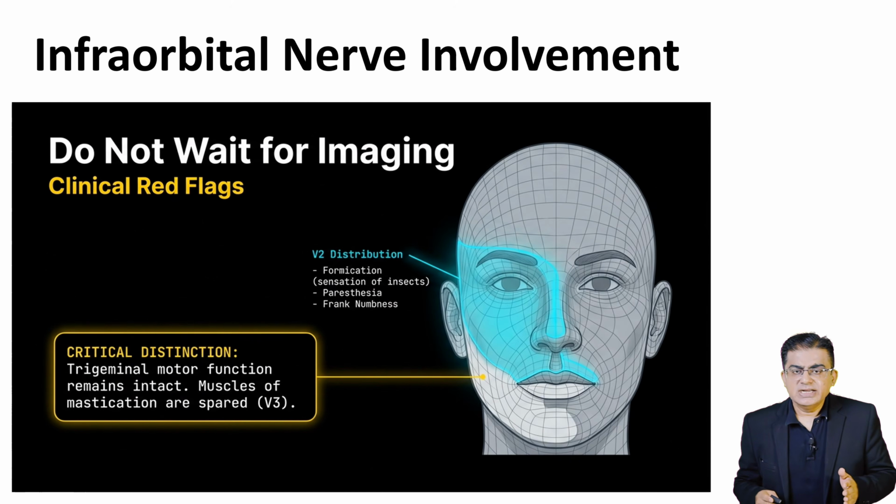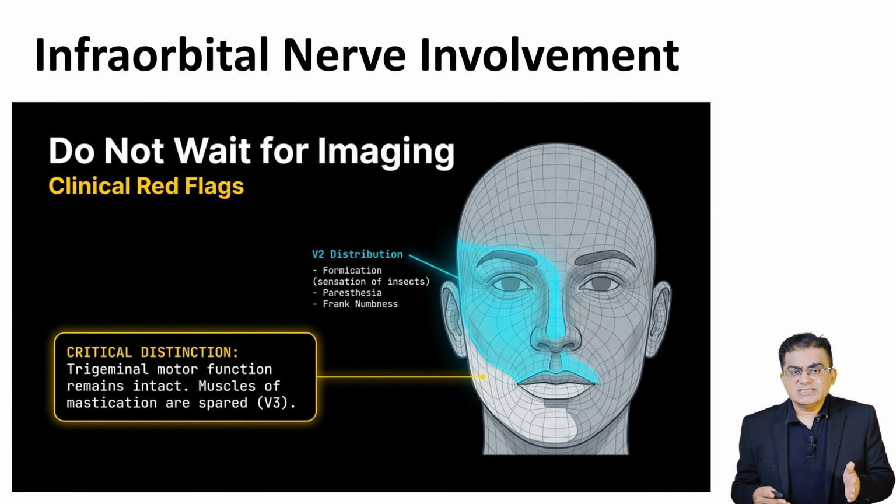Here is the most important clinical tip I can give you today. Do not wait for the imaging to suspect this. Your diagnosis starts right in the clinic when you are taking history. Ask your patient specifically about the V2 sensory distribution. Are they feeling formication? They might describe this to you as a sensation of insects crawling on their cheek. Do they have paresthesia or frank numbness over the affected cheek, the lateral part of nose or their upper teeth?